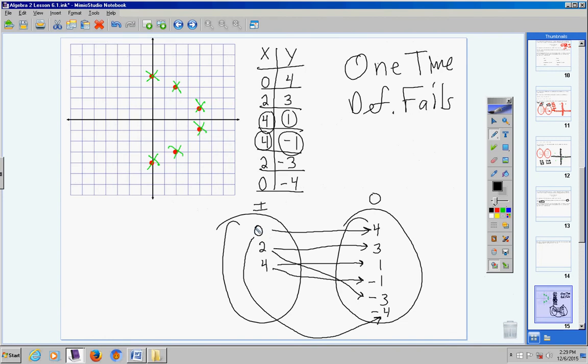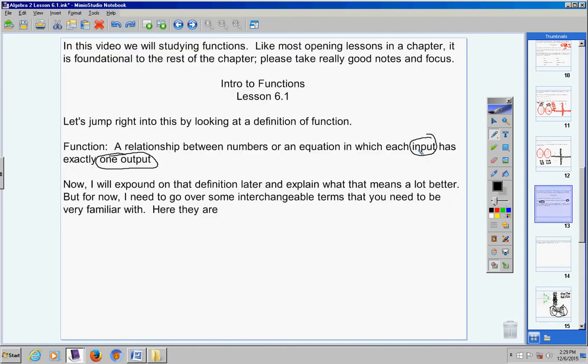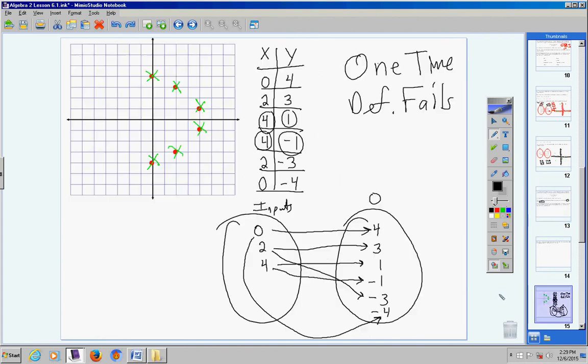Well, this totally fails. This 0 has how many arrows coming off of it? 2. That means 0. Your inputs are right here. These are your inputs right here. The definition says each input must have exactly one output, not 0, not 2, not 3, 1. So 0 has 2 arrows coming off it. That's 2 outputs. 2 has 2 arrows coming off. That's 2 outputs. 4 has 2 arrows, 2 outputs.